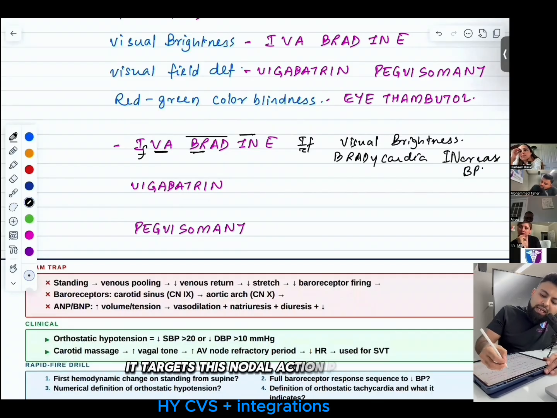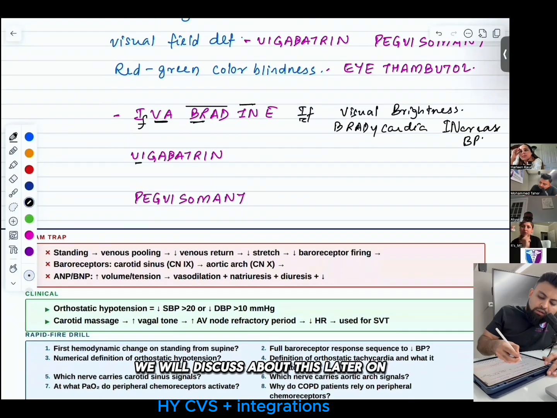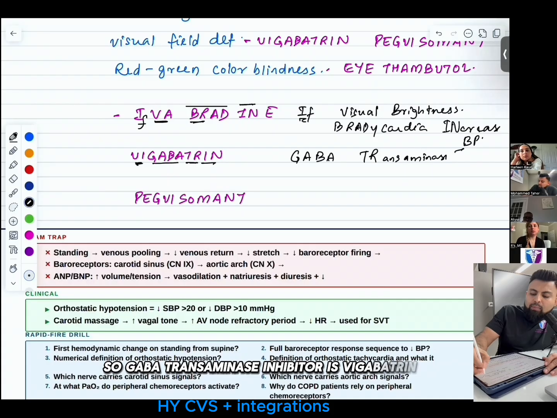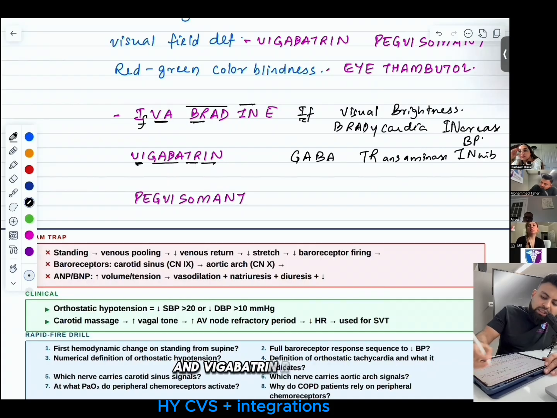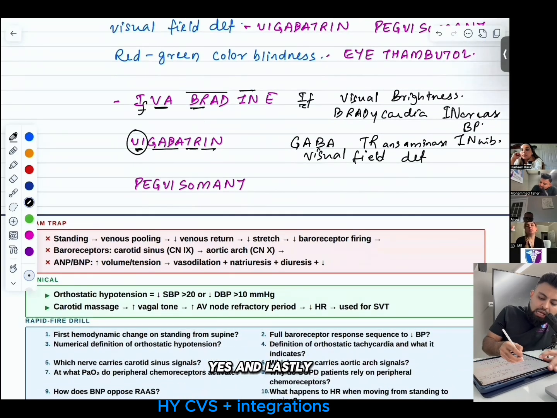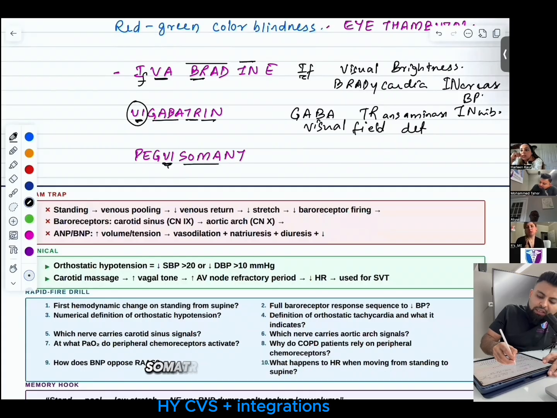It targets this nodal action potential. We will discuss about this later on, right? And then comes vigabatrin. Vigabatrin is a GABA transaminase inhibitor. And vigabatrin, remember, VI is for visual field defects.